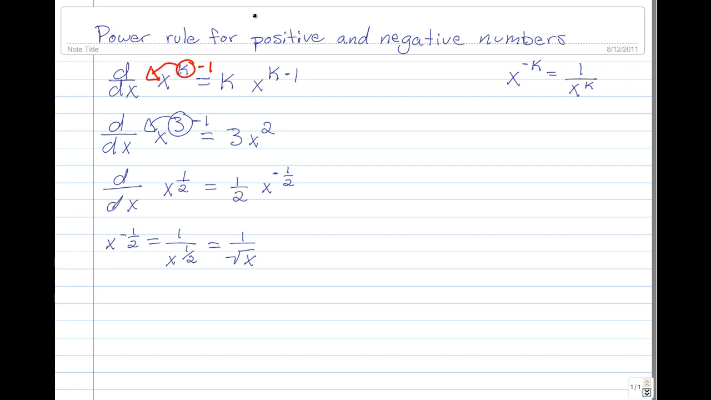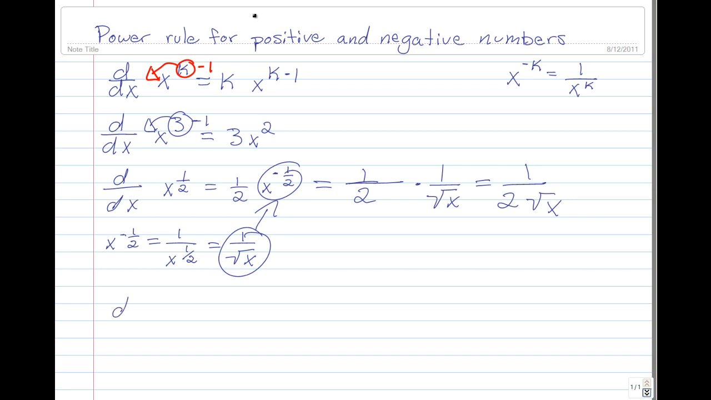Now we can replace this with that and get 1/2 times 1 over the square root of x, and that is equal to 1 over 2 times the square root of x. Now let's look at what happens when we have x to the power of a negative value.